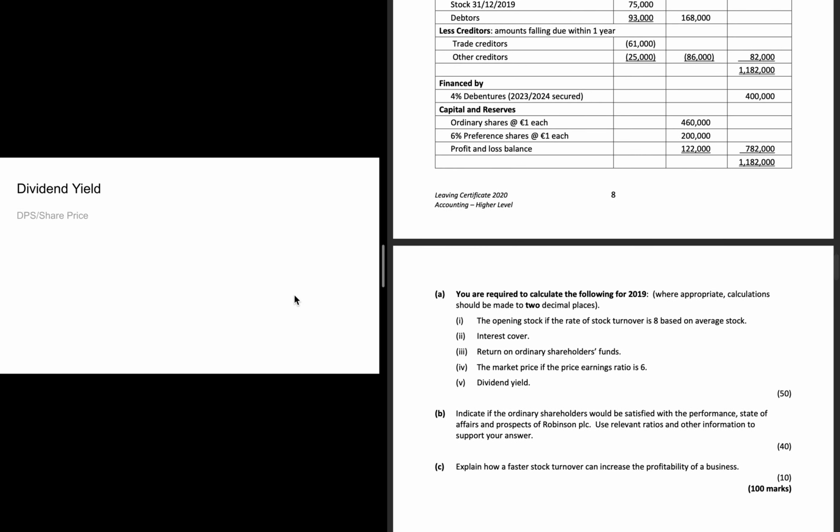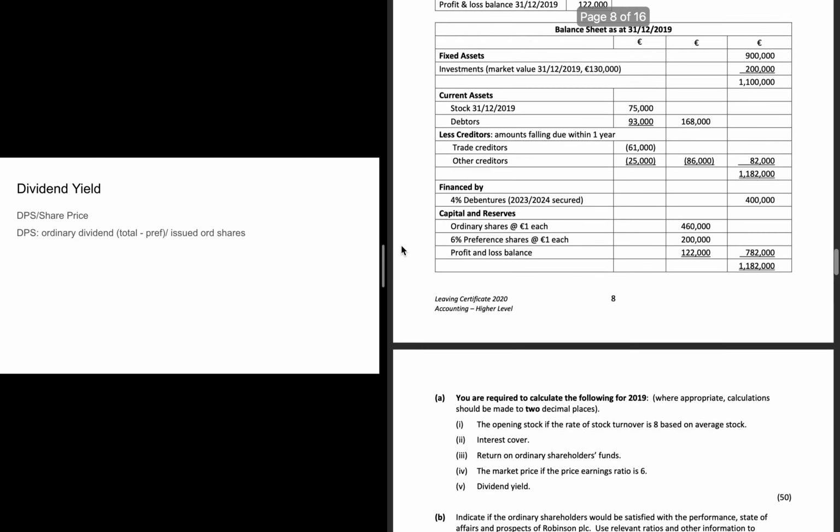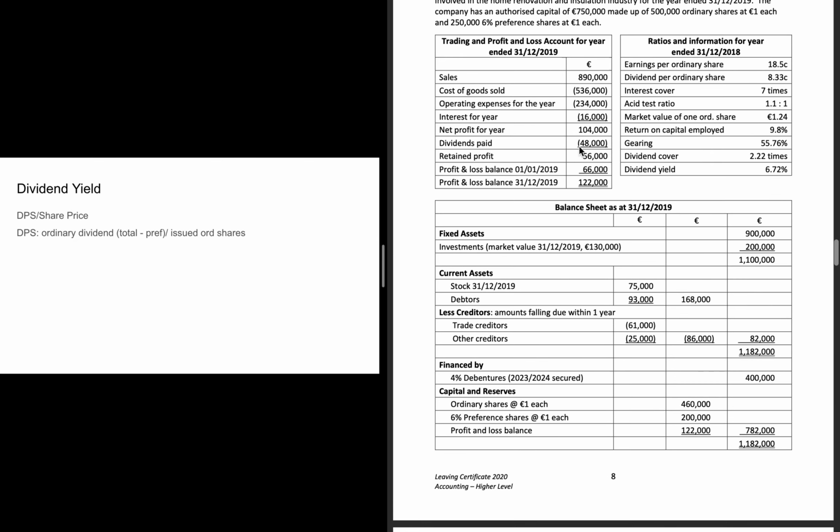Last one, the dividend yield, is dividends per share over share price. So ordinary dividend over issued ordinary shares. The ordinary dividend is the total dividend, 48, minus the 12, and the total ordinary shares, 460, so 7.83. So therefore your dividend yield will be 7.83 over 120 by 100. That's obviously by 100 to turn it into a percent, 6.53. Okay, so those are the ratios.